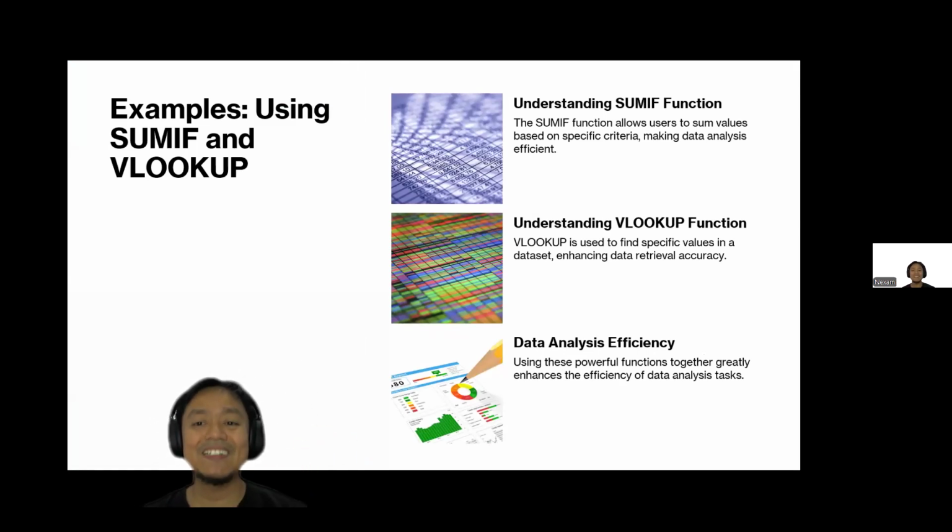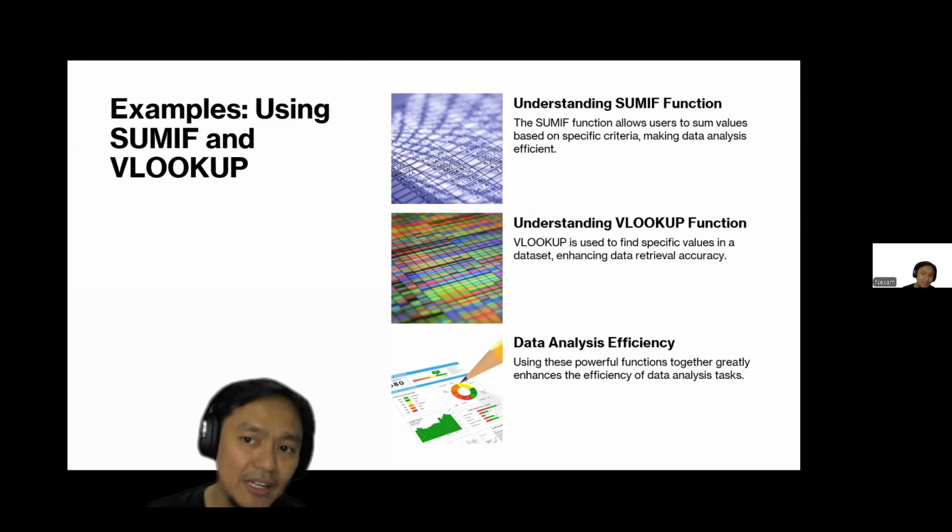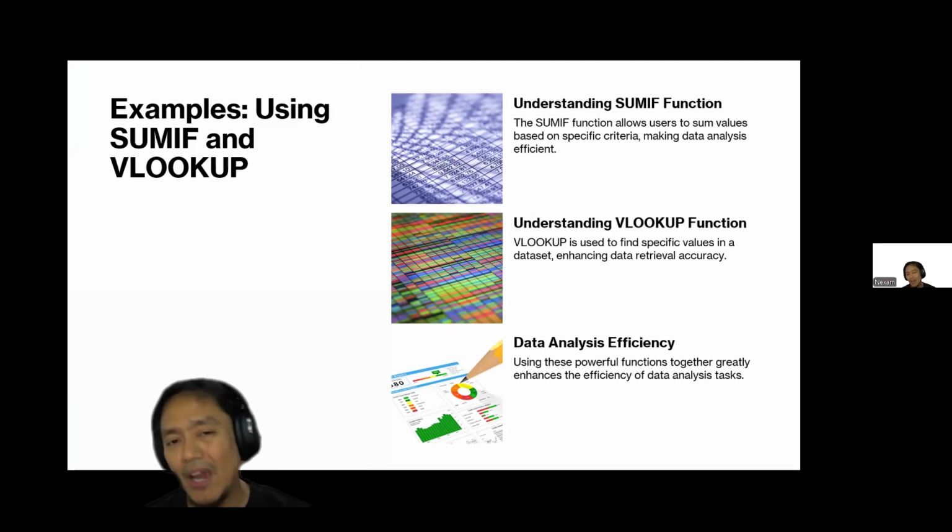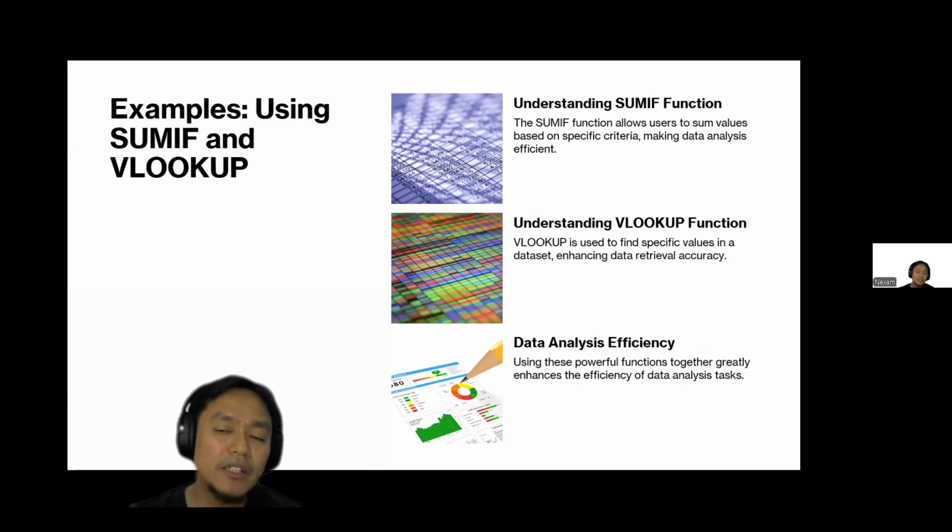SUMIF, you got VLOOKUP, and you can do this data analysis with efficiency. Okay. So I think maybe in Excel you have tried SUMIF, or maybe you haven't. Maybe you only tried sum. But in Google Sheet, if you're using SUMIF, it gives you a similar output to Excel and also to your VLOOKUP. Okay, let me show you about this.